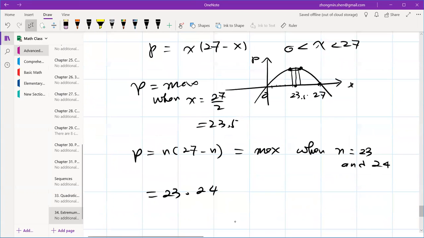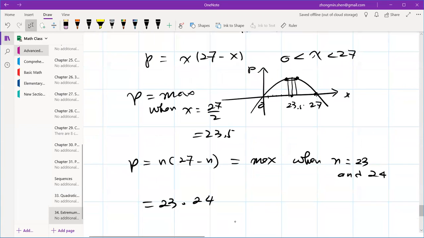And then look at the picture, it's clear, right? Nearby 13.5, you have two integers. At these two integers, the product has the largest possible value, okay? So be careful. If there's an additional restriction on the variables, then you can only consider integer values, okay?